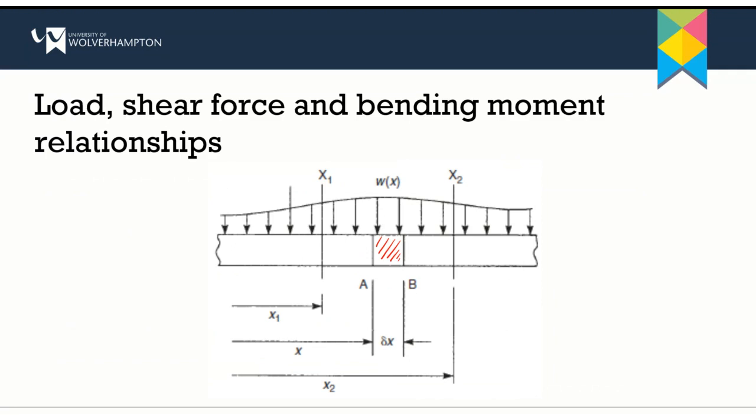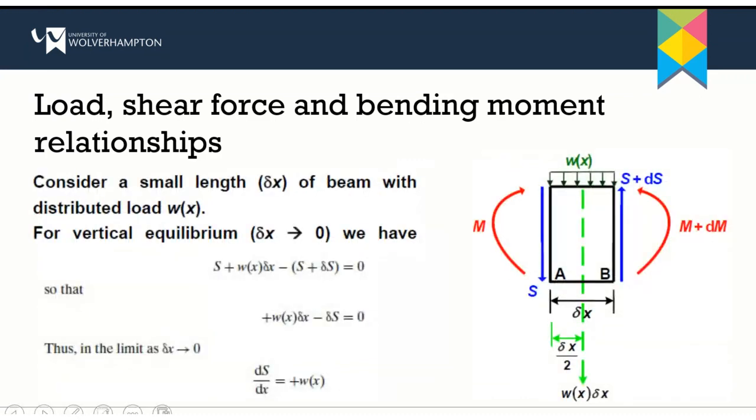So here, the shear at the left part would be something, and the change in the shear will be this distributed load times the distance. So it would be Wx times delta x, the change in the shear. This is what we see in this slide. So this is the small part with a length of delta x.